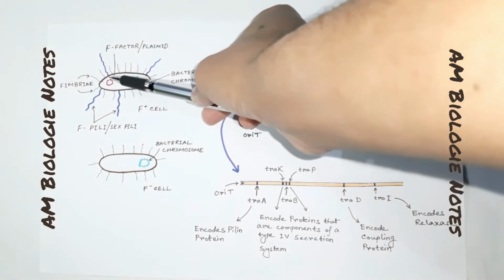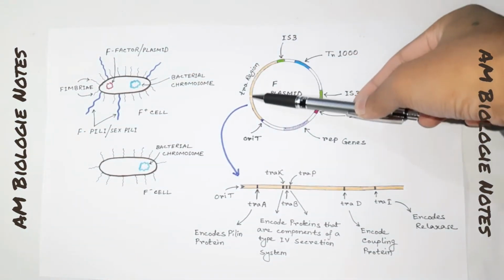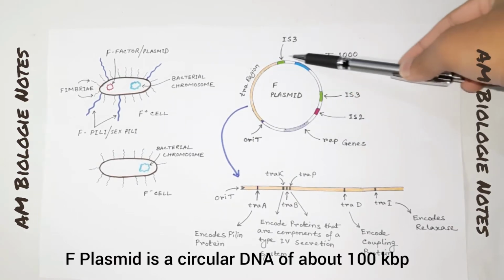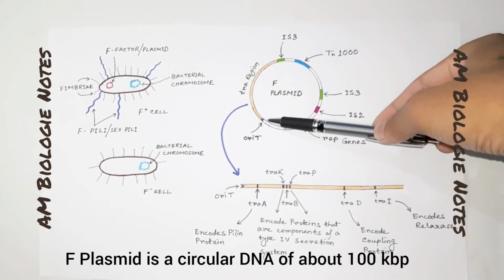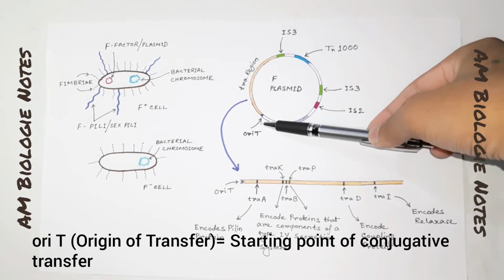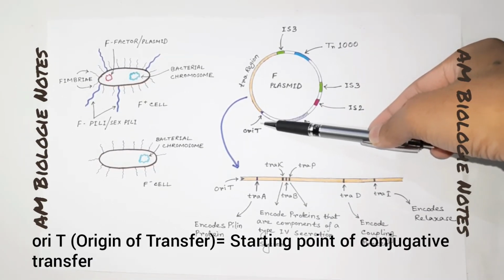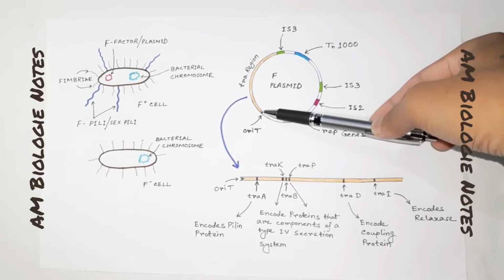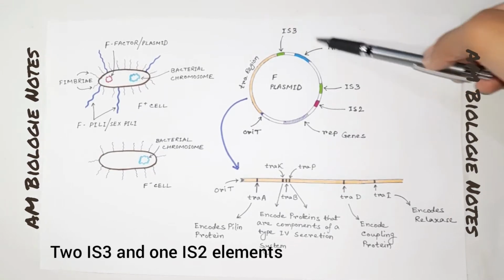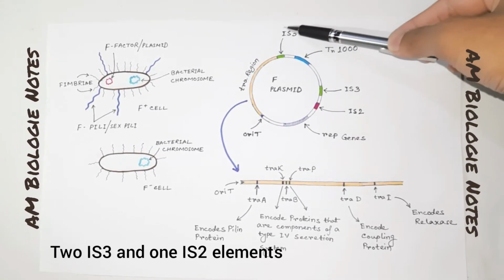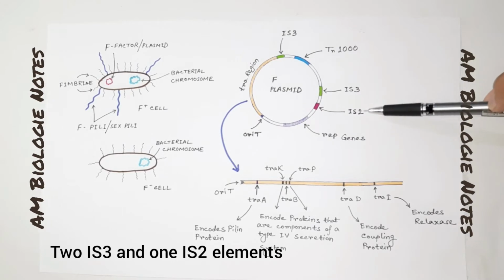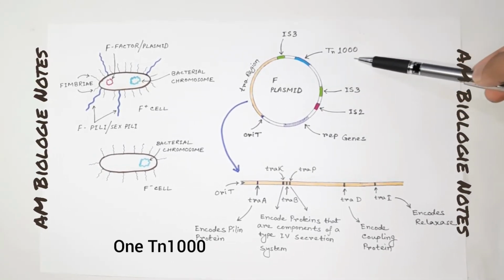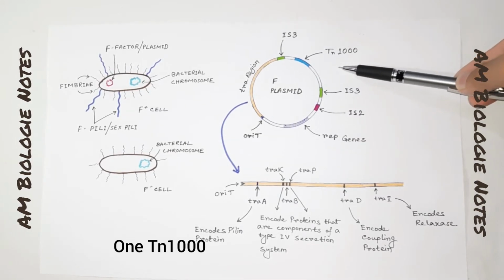Now, if we see the F plasmid, then we will see it is a circular DNA of about 100 kilobase pair. This is the oriT region, also called origin of transfer. It is the starting point of conjugative transfer. There are two IS3 or insertion sequence 3 elements and one IS2 element. Presence of one Tn1000 or transposon 1000.